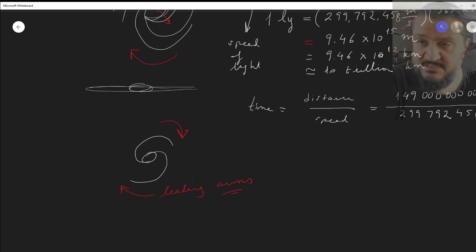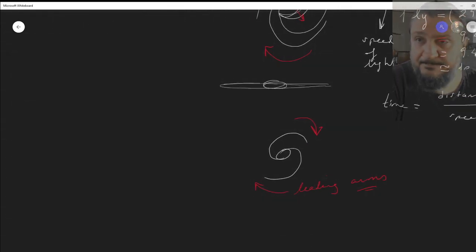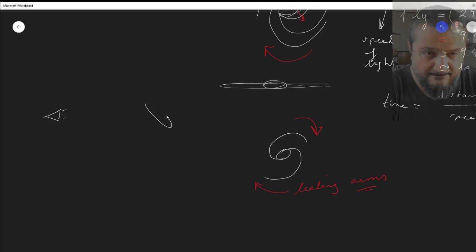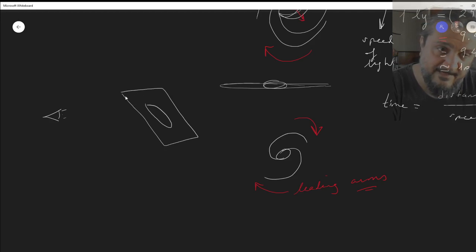You can look at the arms. Okay, I'm going to mark two points now. Let's say this is us here, observing the galaxy. This is your eye, and here's the galaxy. If you're just looking at the galaxy from above, it's a disk, so actually it's neither going away nor coming towards us. Well, you have to look at the galaxy when it's tilted. So let's say the galaxy is tilted like this. In other words, the rotation plane is like that. Then you can decide.